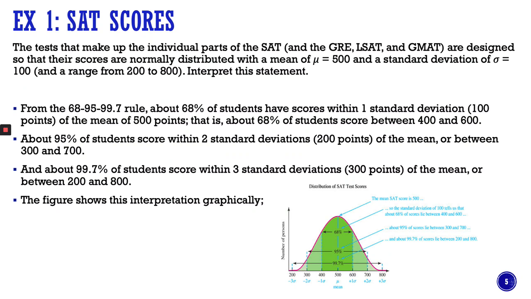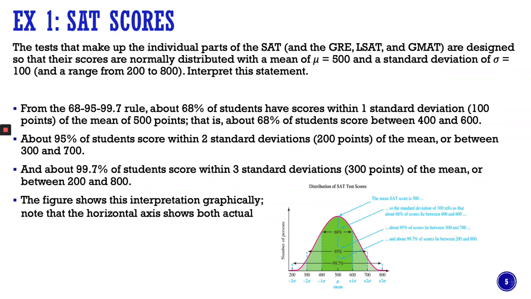The figure shows this interpretation graphically. So we can look here. Here is our mu, 1 standard deviation, 2 standard deviations, 3 standard deviations. And it goes the same on the other side. And you can see in the first one, 68% of the scores are here. And then 95% of the scores are between 300 and 700, and 99.7% go from 200 to 800.